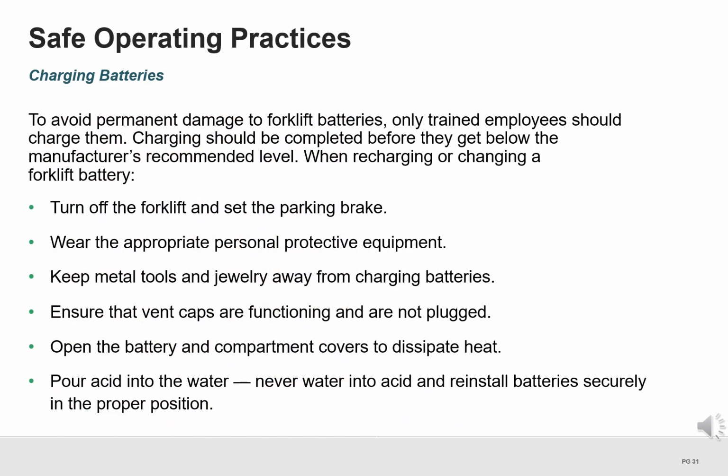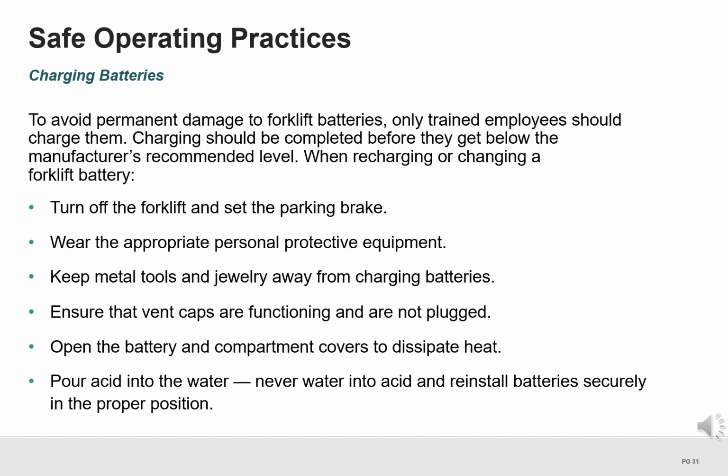Only trained employees are permitted to charge forklift batteries. Charging should be completed before the battery drops below the manufacturer's recommended level to prevent damage. Before charging, turn off the forklift and set the parking brake. Always wear the appropriate personal protective equipment. Keep metal tools and jewelry away from the battery to prevent electrical hazards.